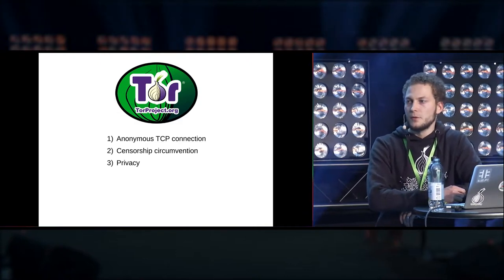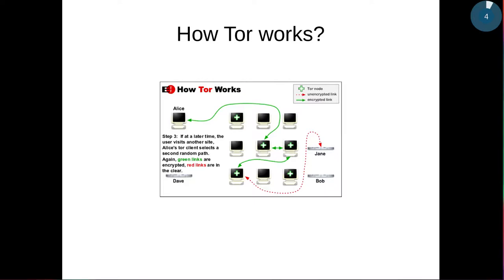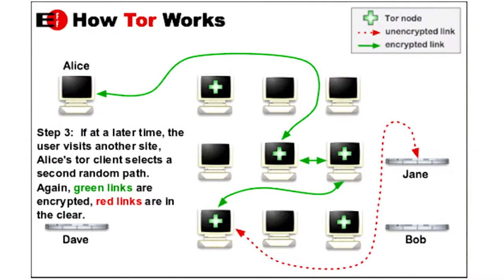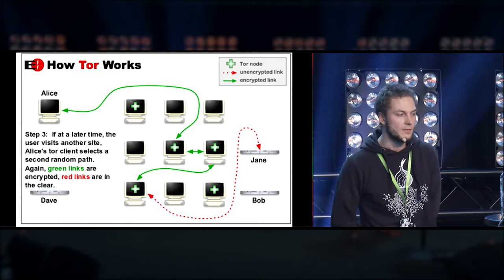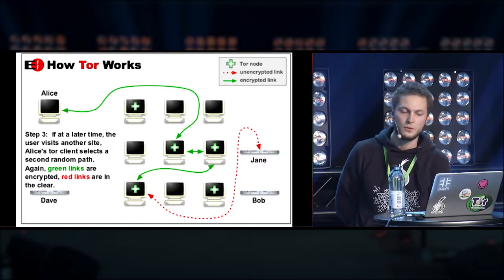So basically, it's an anonymous TCP connection. It offers censorship circumvention and privacy. And how it works is, if you are using Tor, your traffic is routed through these hops, these Tor relays, and it's encrypted. So if you are Alice and you want to connect to Bob or Jane here, Jane can be, for instance, wikipedia.org. And if you are living in a country where wikipedia.org is censored, you can use Tor to get through the censorship because the first hop is a connection to the Tor network. You are not connecting directly to wikipedia.org. And because you are encrypting your traffic, the local surveillance cannot know what you are looking at. The local surveillance only sees that there is encrypted traffic going to the Tor network.